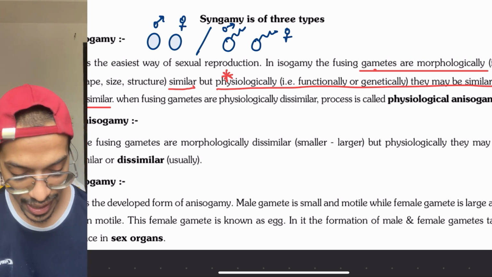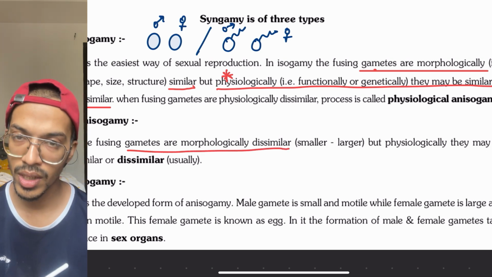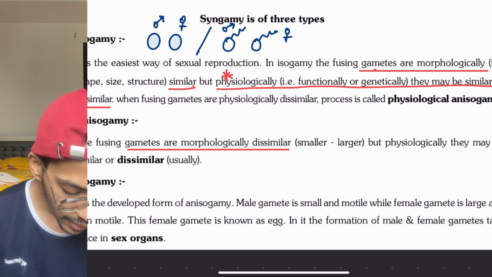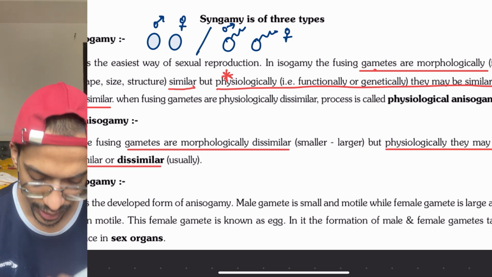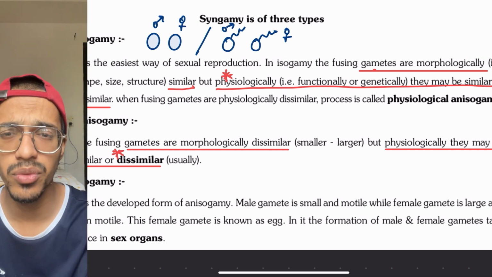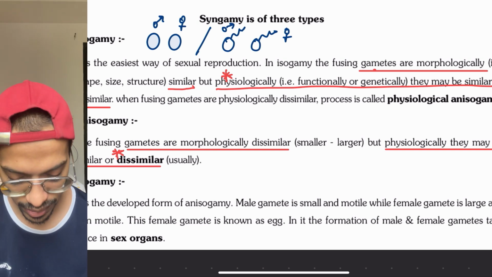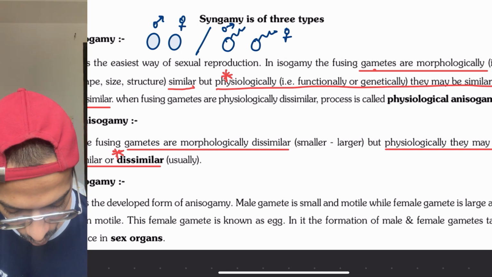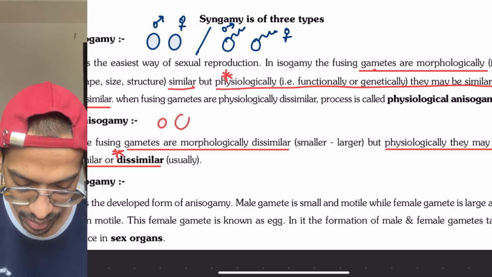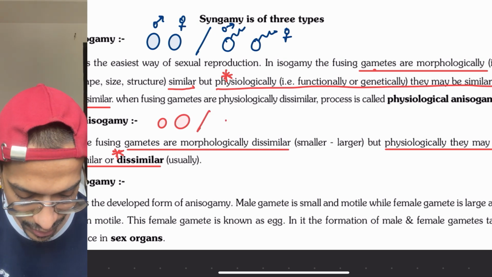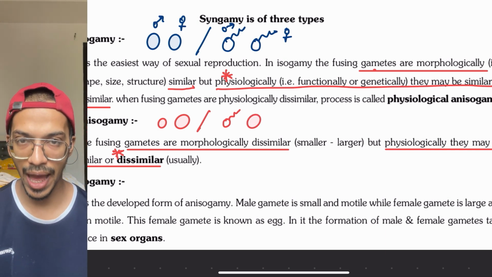Then anisogametes. Anisogametes are what? The gametes are morphologically dissimilar. They don't look similar. Physiologically, they can be similar or dissimilar, depending. Normally it is dissimilar only. One would be the male, the other would be the female. So gametes could be dissimilar in look. For example, one gamete is this, another gamete is this, bigger. Or maybe one gamete has flagella, the other gamete doesn't. So vice versa, anything can happen over here.